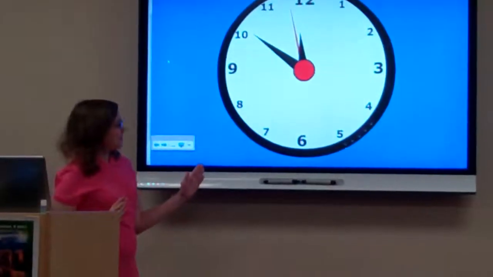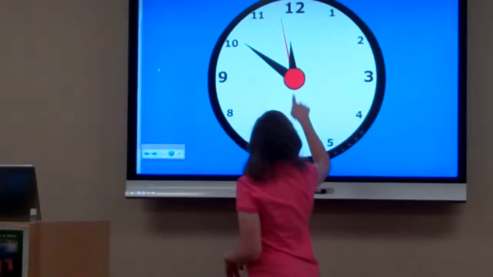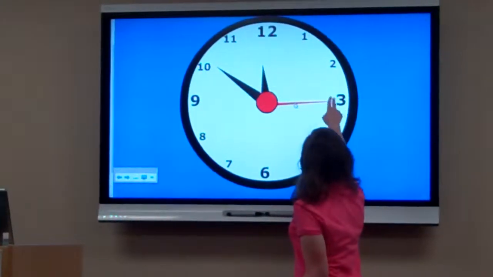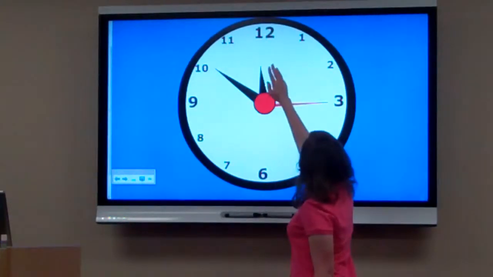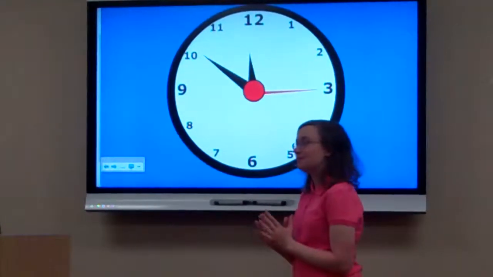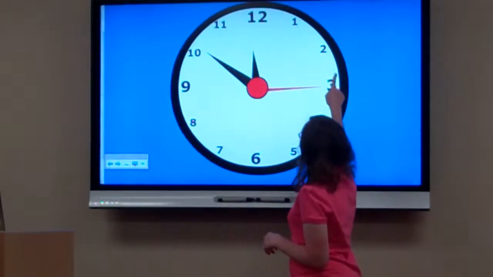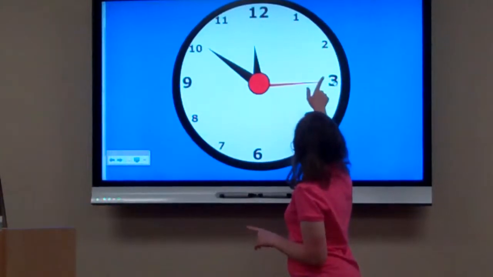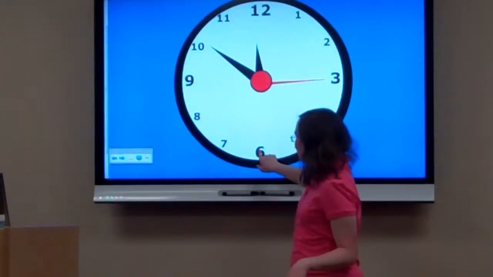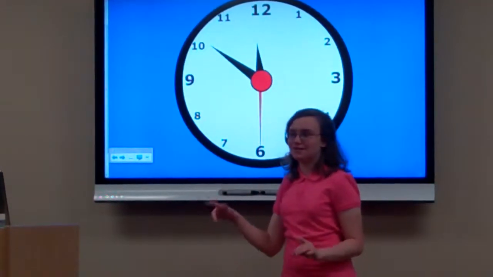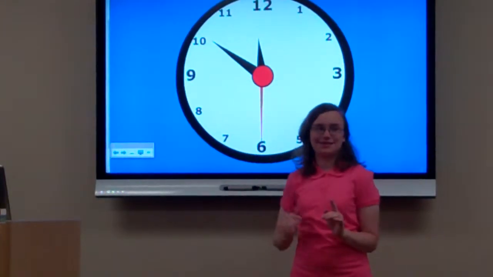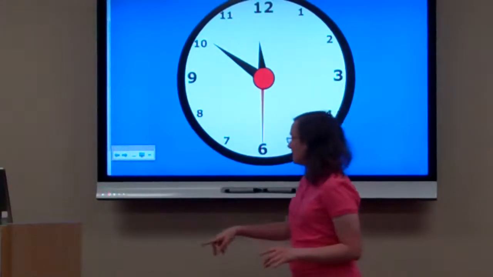A clock can be split into 4 quarters. See? You could draw imaginary lines across like this. And so, since there's 60 minutes in an hour, each quarter equals 15 minutes. So when the big hand is pointing to the 3, then it means 15 minutes. When the big hand points to the 6, that's 30 minutes. And when the big hand points to the 9, that's 45 minutes. And there's another way to say this.